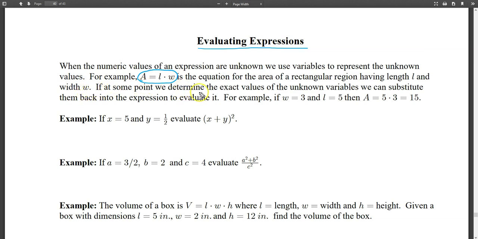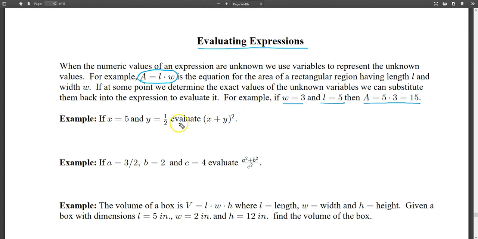Then if at some point we determine the exact values of those unknown variables, we can substitute them back into the equation to evaluate it. For example, if W equals 3 and L equals 5, we can substitute them back in for L and W, and we get our area is 5 times 3, or 15. So that's called evaluating an expression, when you have some formula with unknown variables in it, and then you find out what the variables are, and you substitute them back in.